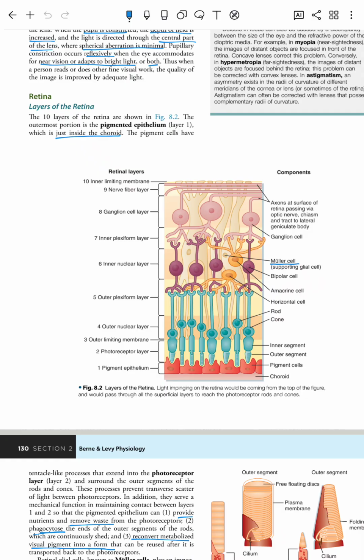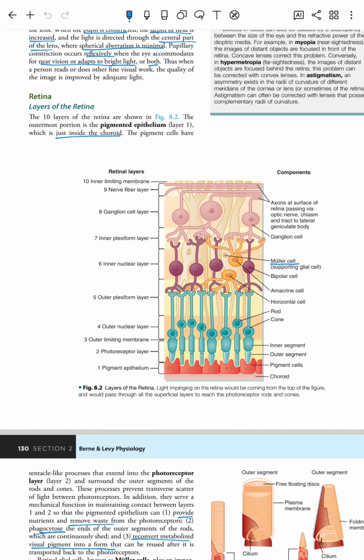Basically this pigmented epithelium provides nutrients and removes waste from the photoreceptor cells, phagocytoses the ends of the outer segments of the rods which are continuously shed, and reconverts and metabolizes visual pigment into the form that can be reused after it is transported back to the photoreceptors.